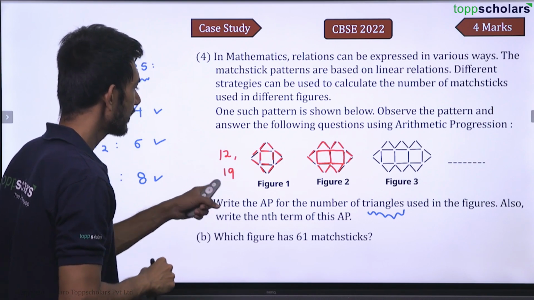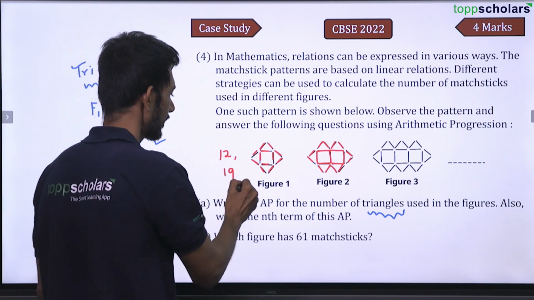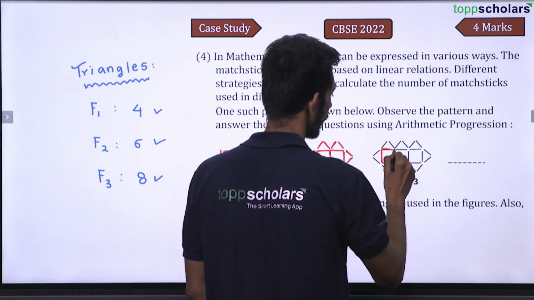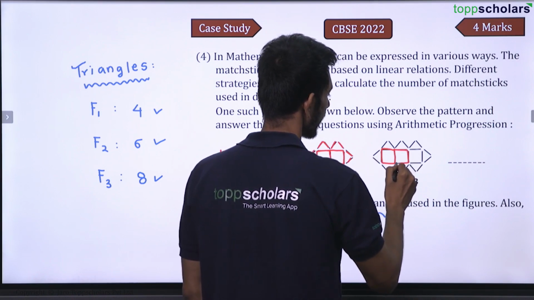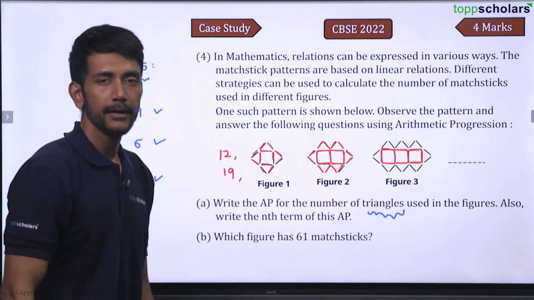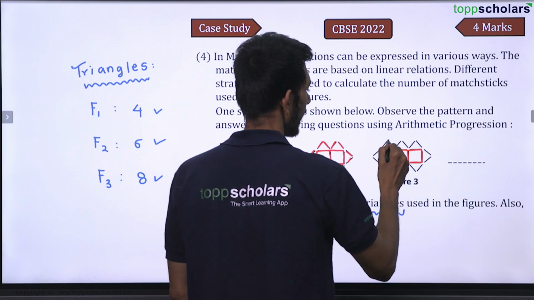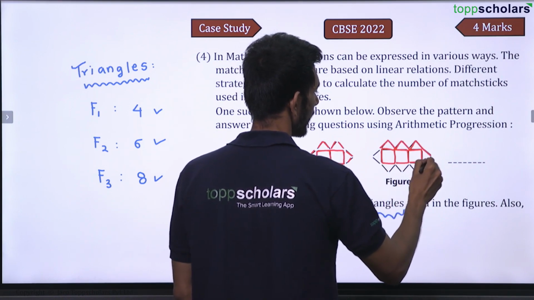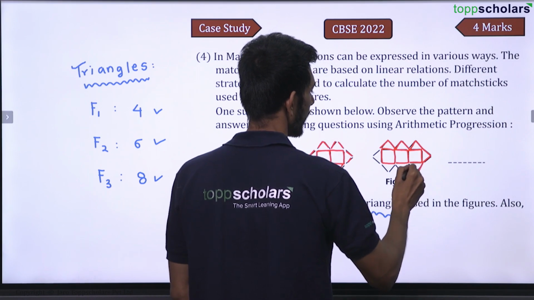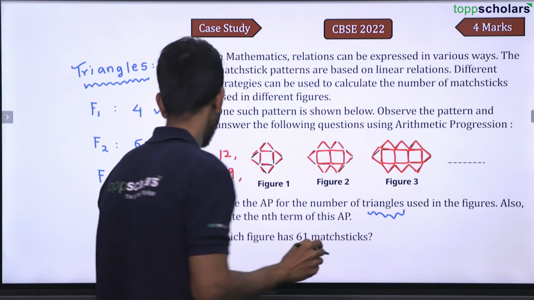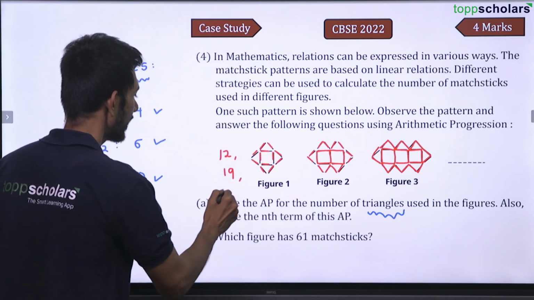So definitely, if I check the third one, this is 1, 2, 3, 4, 5, 6, 7, 8, 9, 10. Right? 11, 12, 13, 14, 15, 16, 17, 18, 19, 20, 21, 22, 23, 24, 25, 26. So that has 26 matchsticks.